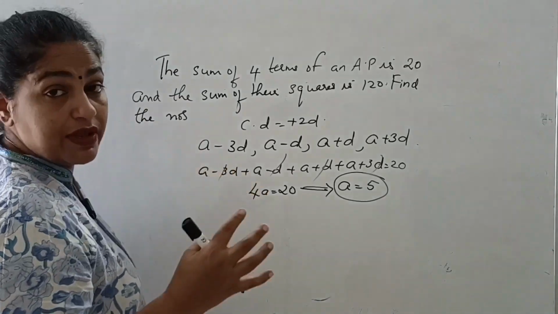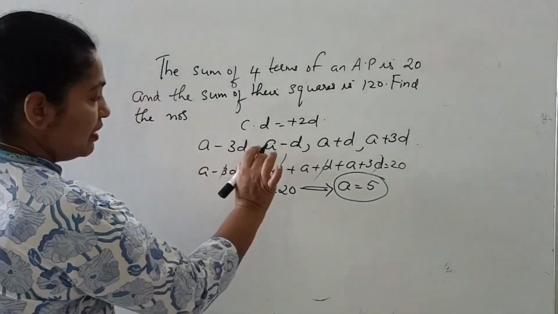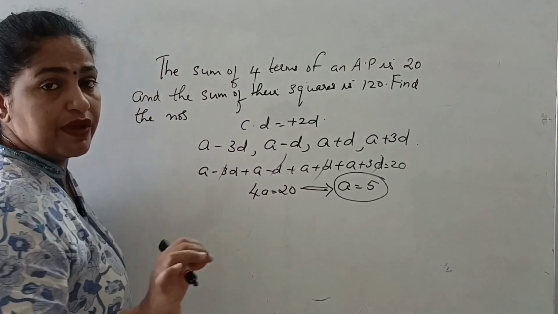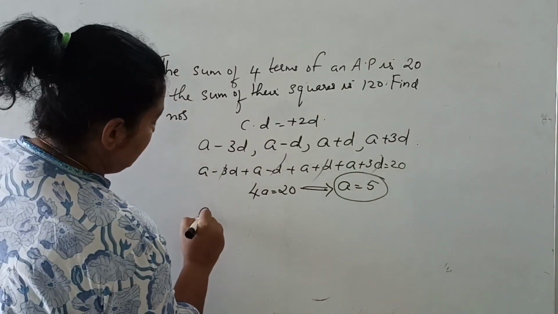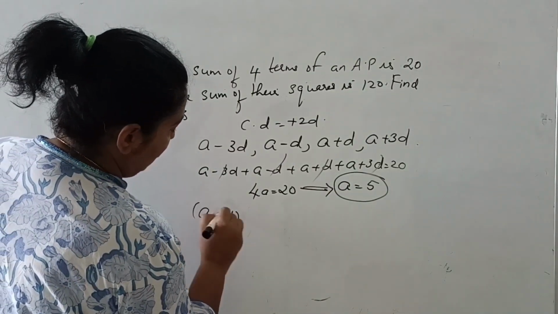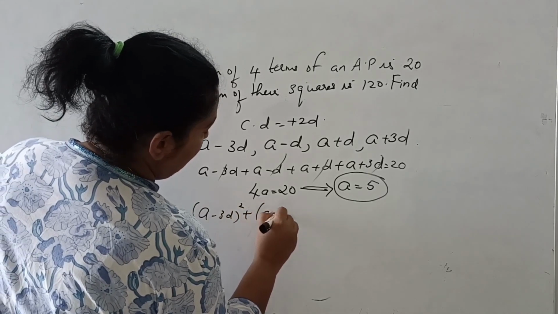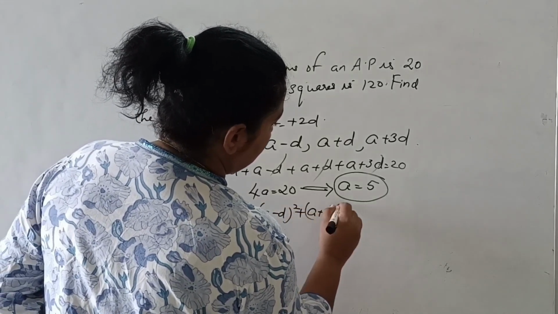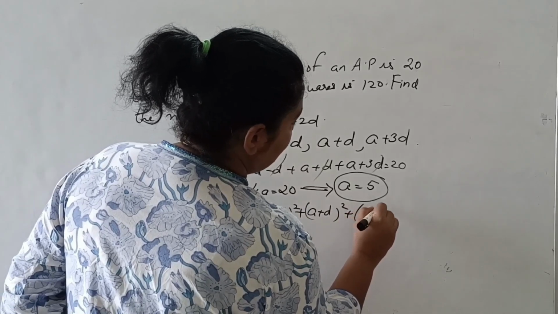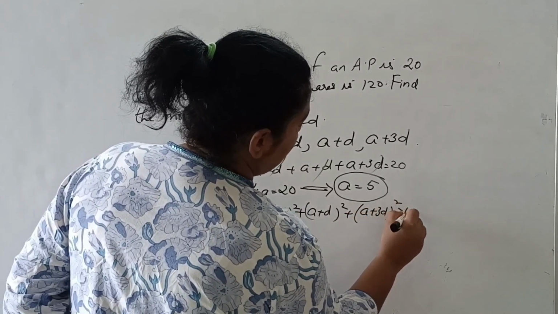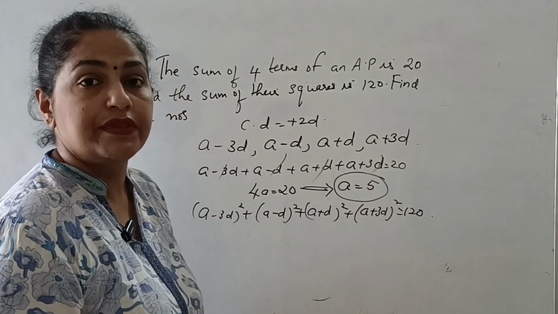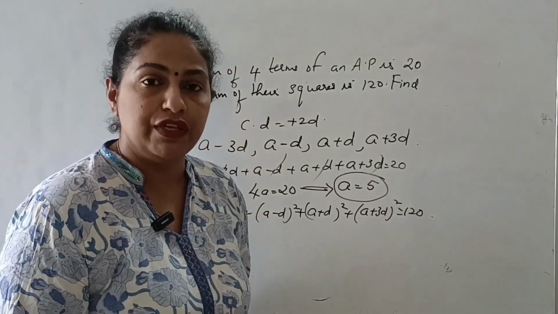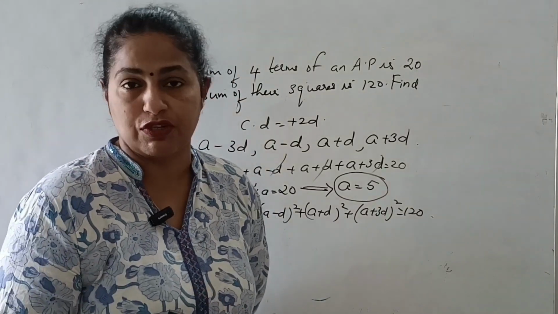The sum of their squares is 120. Sum of their squares means sum of the squares of the terms of the AP, which is A minus 3D the whole square plus A minus D the whole square plus A plus D the whole square plus A plus 3D the whole square is equal to 120. Correct? Now let us see how we can go about solving this particular equation.